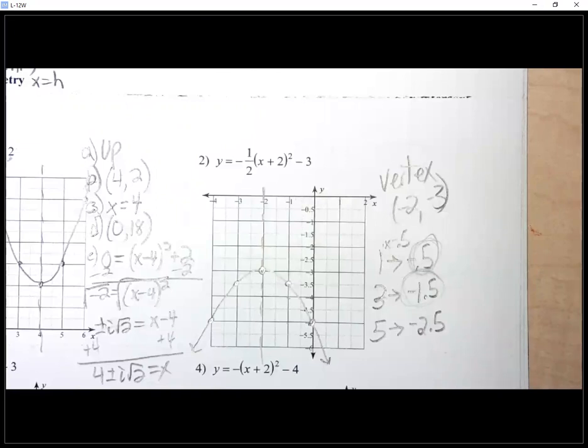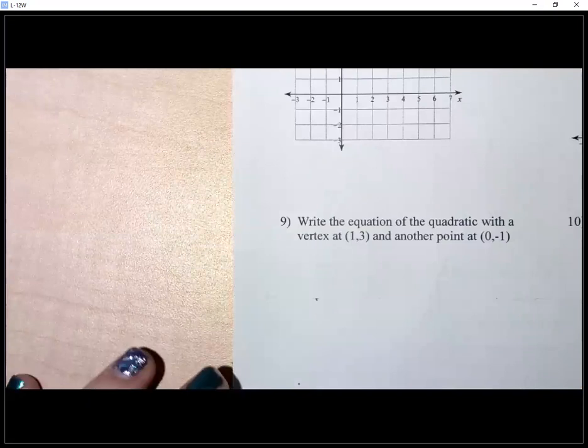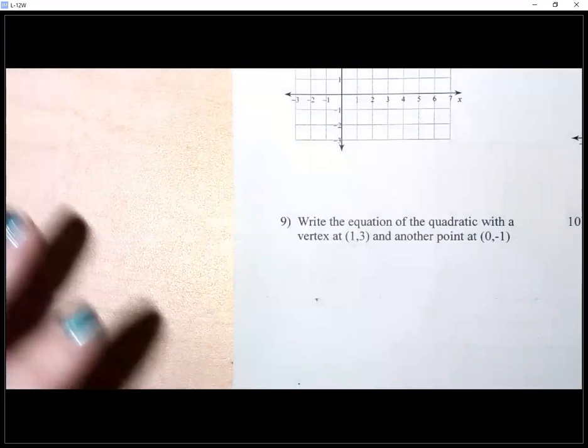The only thing we have left to talk about is writing the equation if I give you the vertex and another point. So flip your paper over for me. We're going to take a look at number 9. You ready? So check this out. This is actually super easy to do also.